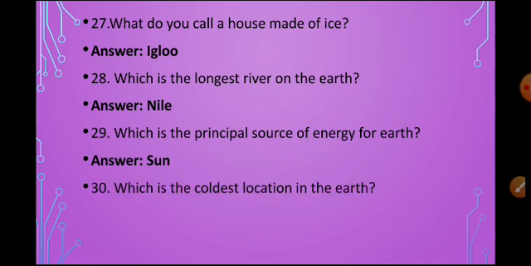Which is the coldest location on the earth? Can you guess? Of course, those places where there is a lot of ice may be the coldest location on the earth. So the answer is East Antarctica. Antarctica is a place where there is only ice, nothing else.